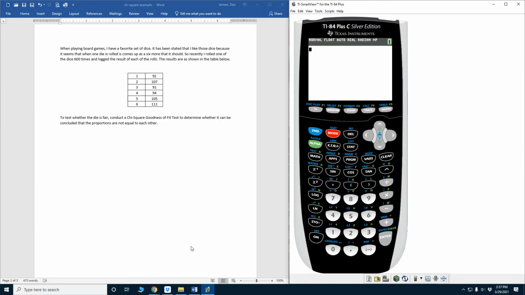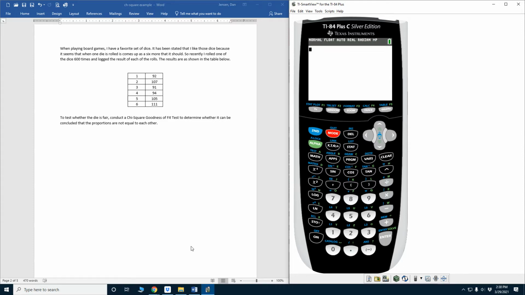So you can see that of the 600 rolls, I got a 1 92 times, I got a 4 94 times, I got a 6 111 times, and so on. To test whether the die is fair, I'm going to conduct a chi-square goodness of fit test to determine whether we conclude that the proportions are not all equal to each other.